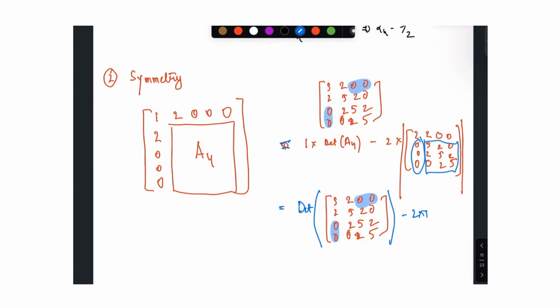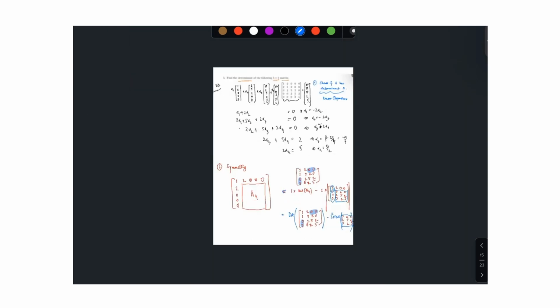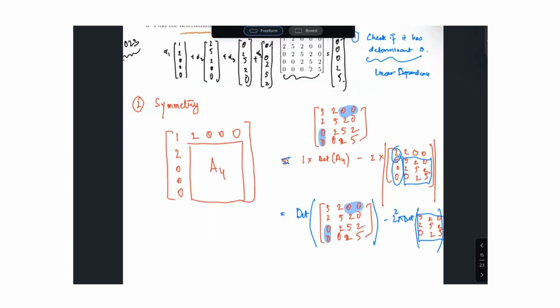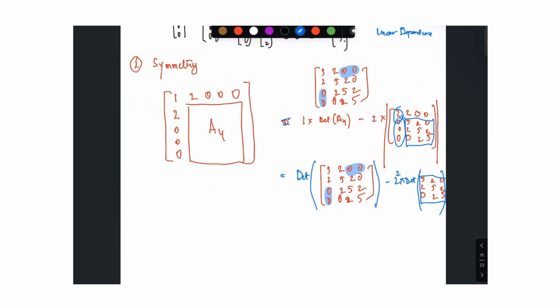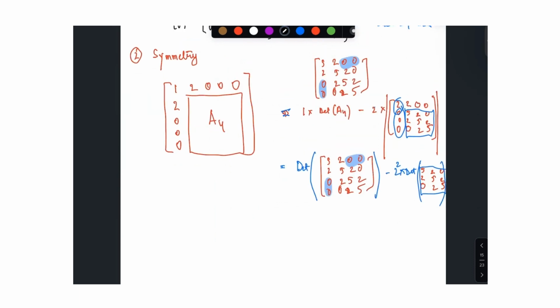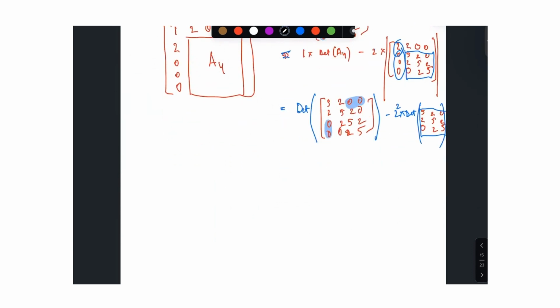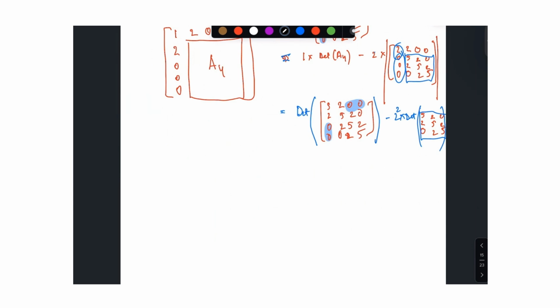So 2 times the determinant of, so there's another 2 here, so let's call it 2 square, the 2 from this and the 2 from this. Let me delete this part and keep it. Now we have reduced it down to a 3 cross 3 determinant and a 4 cross 4 determinant, which looks easier to do, right?